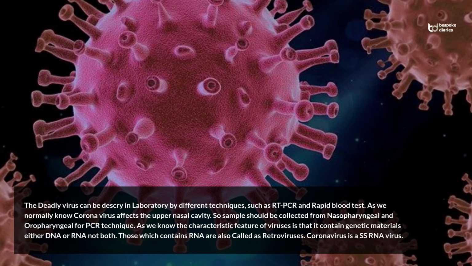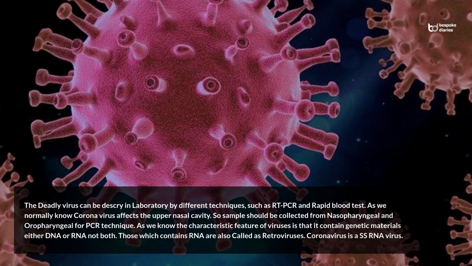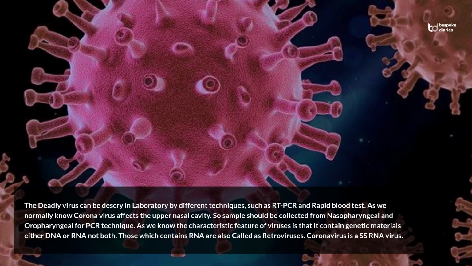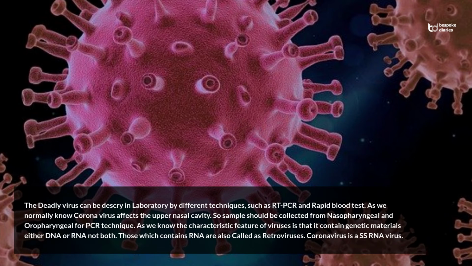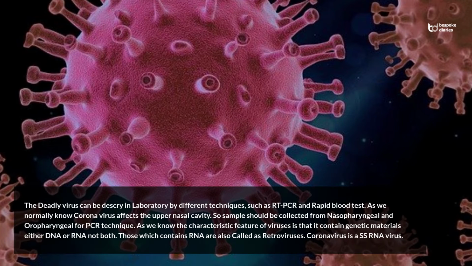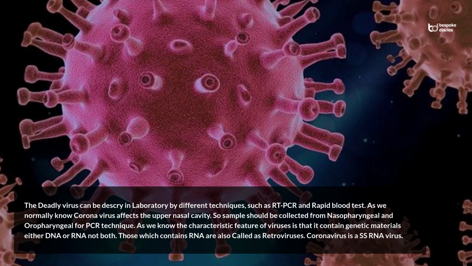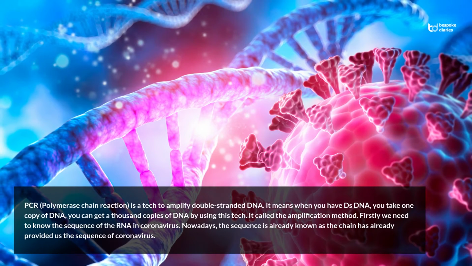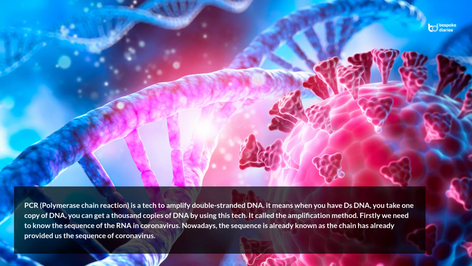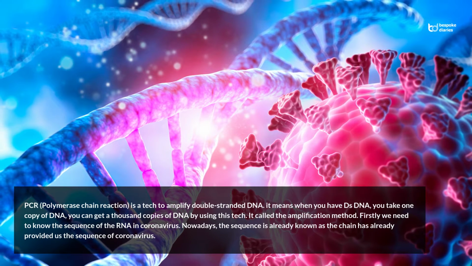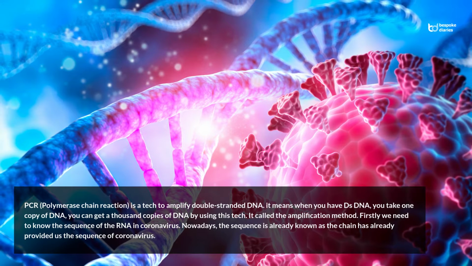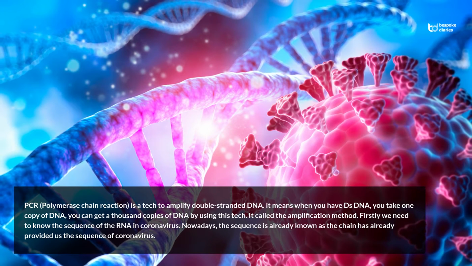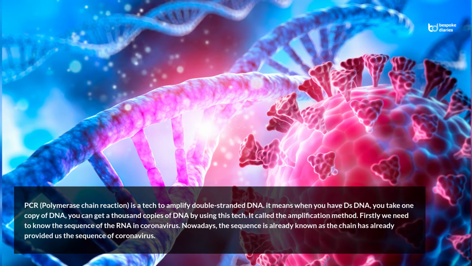As we know, the characteristic feature of viruses is that they contain genetic material, either DNA or RNA, not both. Those which contain RNA are also called retroviruses. Coronavirus is an ssRNA virus. PCR, polymerase chain reaction, is a technique to amplify double-stranded DNA. It means when you have DNA, you take one copy of DNA, you can get 1,000 copies of DNA by using this technique. It's called the amplification method.